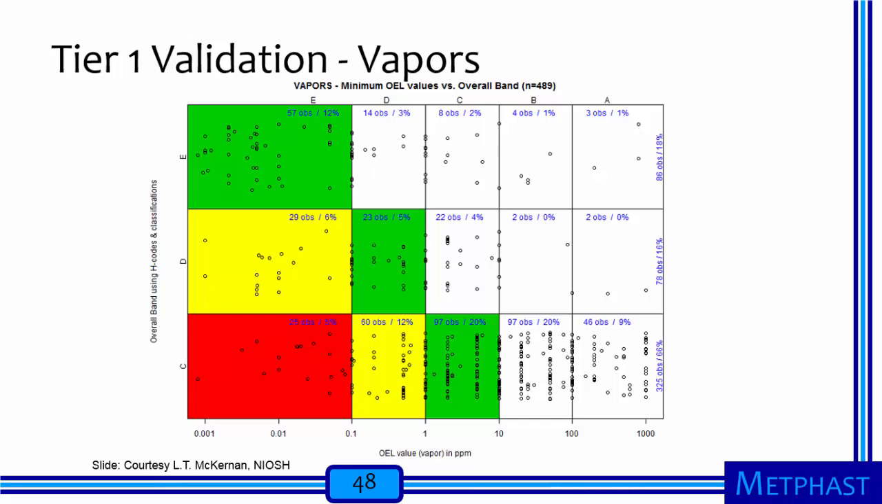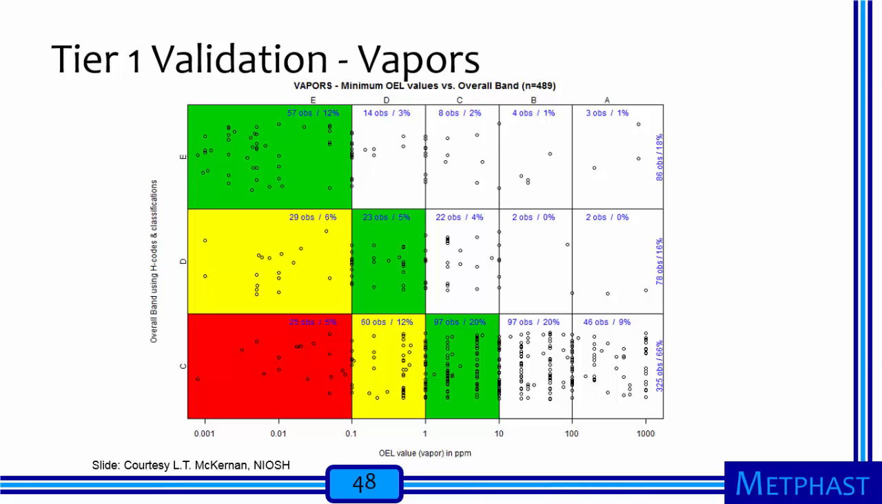This graph shows the results of the validation for Tier 1 for vapors. On the horizontal axis, we see the OELs for vapors. These are divided into 5 categories A through E. Category A corresponds to chemicals for which OELs are greater than 100 parts per million. Category B is for substances with OELs between 10 and 100 parts per million. Category C for 1 to 10 parts per million. D is for 0.1 to 1 part per million. And E is for less than 0.1 parts per million.